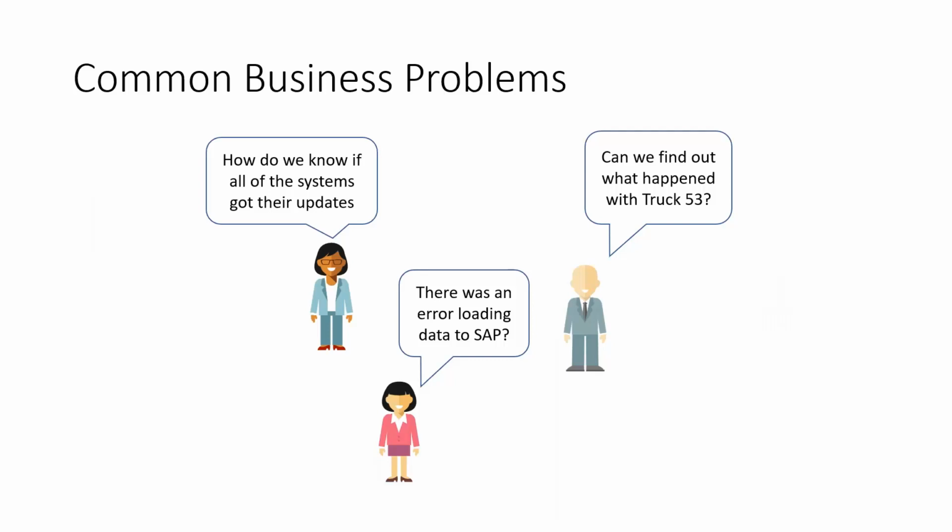If we think about some of the business problems we have in that use case, a couple of things that would be common to many people would be things like, how do we know if all of the systems got their updates? How do we deal with it if one of the systems had an error and we need to know that that error happened, and how can we deal with it? We might also have a question about what happened to a certain truck. Can we see the events matching to it? Those would be some of the common challenges that you would have from a supportability perspective.